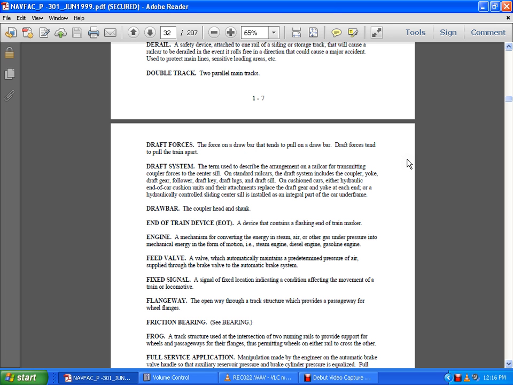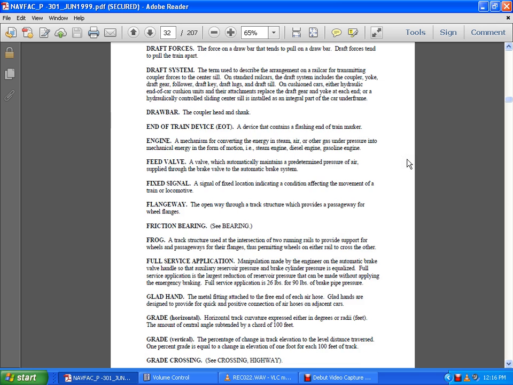The flangeway is the open way in track structures which provides passage for wheel flanges. The friction bearing, and the frog, a track structure at the intersection of two running rails, provides support for the wheels or flanges permitting wheels on either rail to cross.